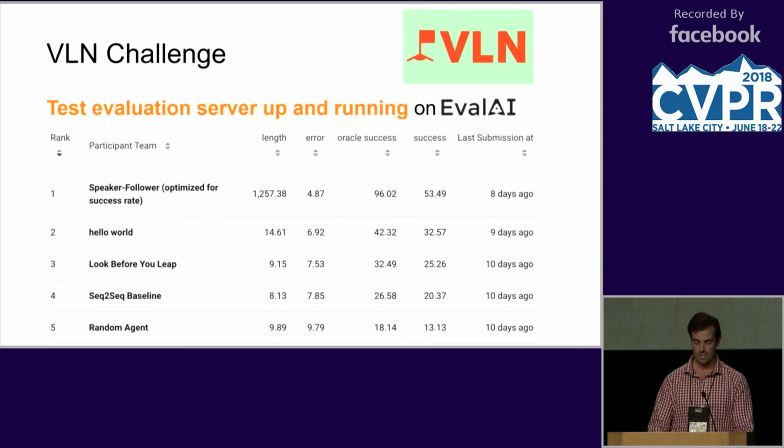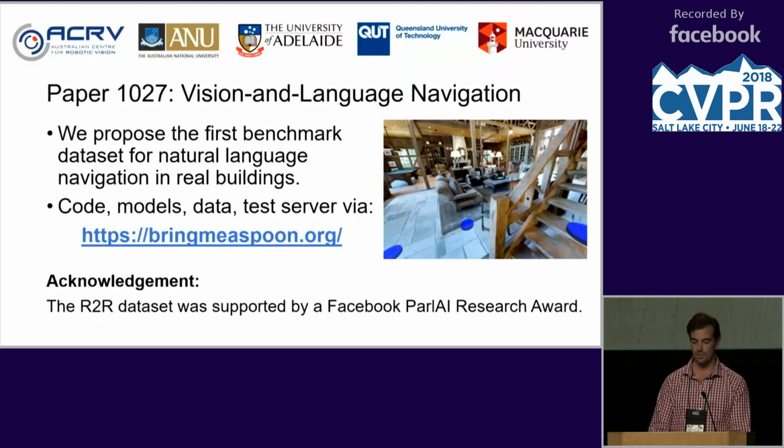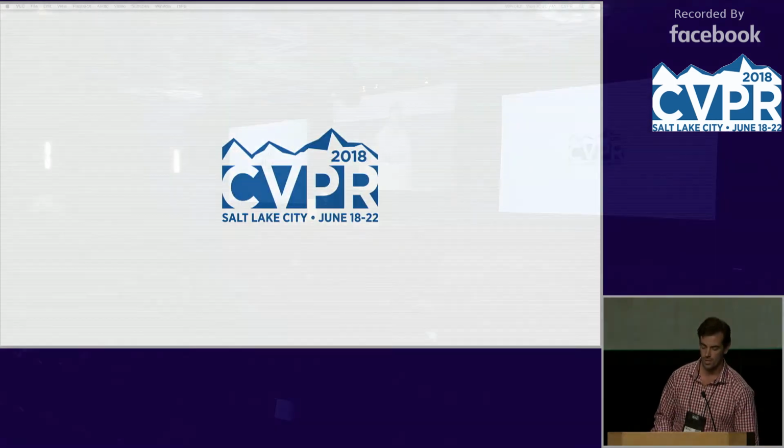So vision and language navigation is a challenging and important problem with many practical applications. To encourage further work, we provide a test server and a leaderboard. In summary, we propose the first benchmark data set for natural language navigation in real buildings. Code, model, and data is available. Please come to Poster C4 to discuss it further.